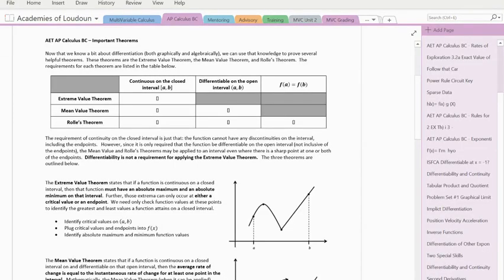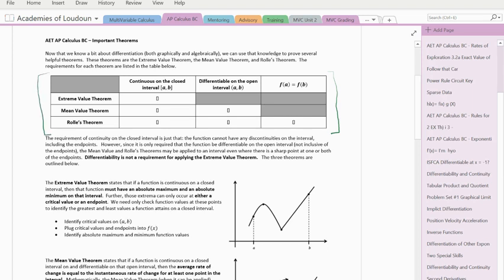Okay, so now that we know a little bit about differentiation, both graphically and algebraically, we can use the knowledge to prove some helpful theorems. These are the extreme value theorem, the mean value theorem, and Rolle's theorem. The requirements for each of these are listed in the table below. This is a critical table to memorize.